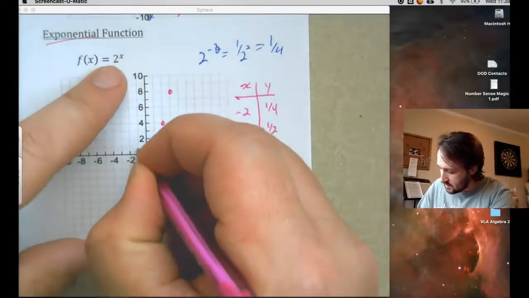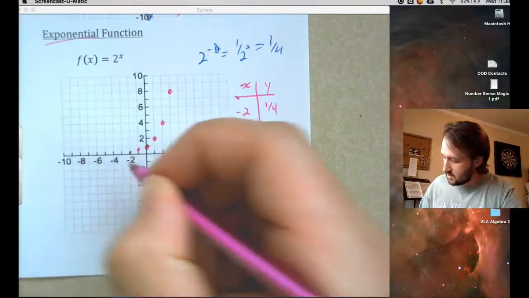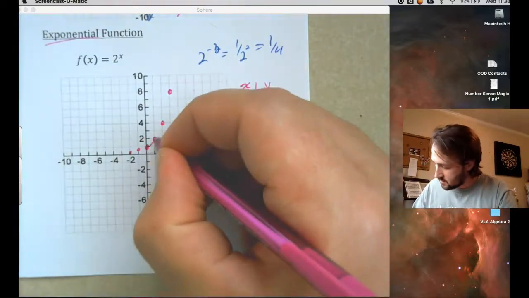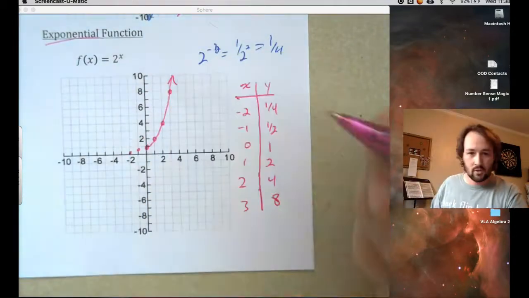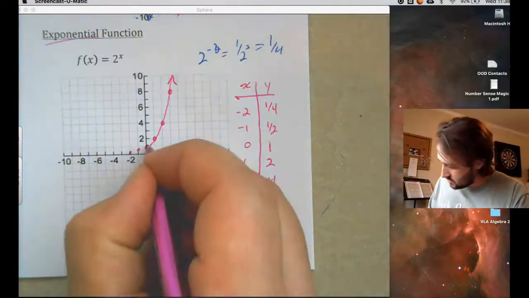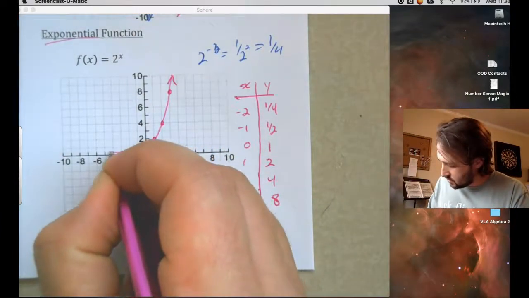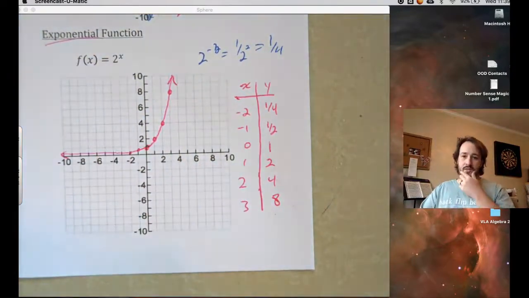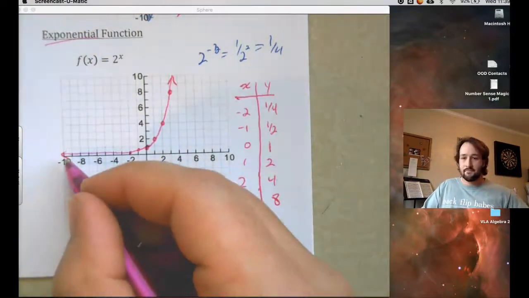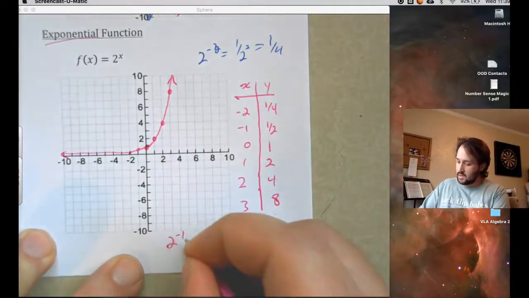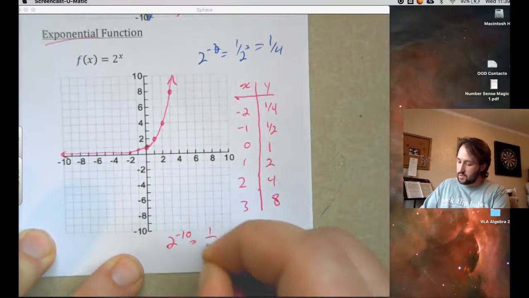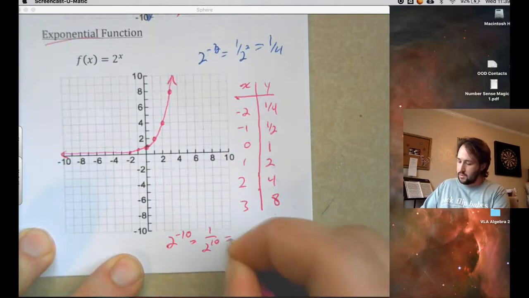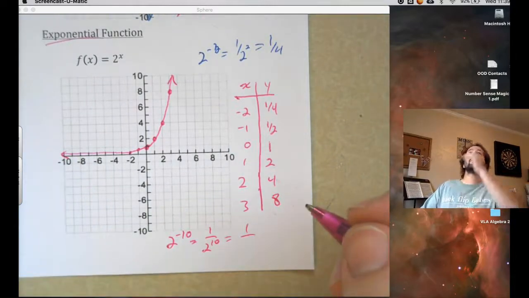So that's there, and that's there. As it goes this direction, it is growing. It's getting huge. As it goes this direction, I'm getting closer and closer to 0, but it will never actually touch 0. So even if I do 2 to the -10, that just means 1 over 2 to the 10th, which is 1 over, oh gosh, what's 2 to the 10th?